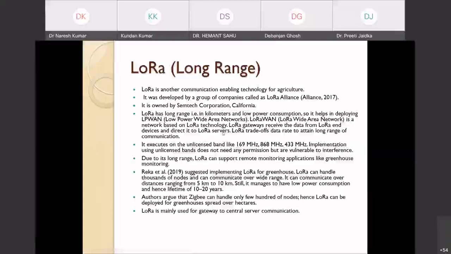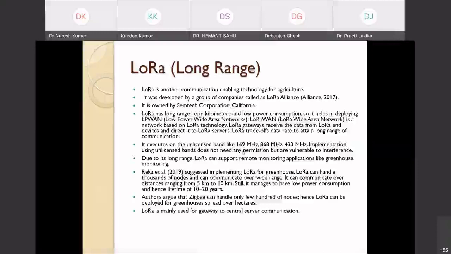Basically, in this case, chirp modulation is used, that is a spread spectrum. There is a spreading factor, and the data rate and the number of hops, that is the bandwidth consumption, depend on the spreading rate. It operates on unlicensed bands like 169 megahertz, 868 megahertz or 433 megahertz. Implementation using unlicensed bands does not need any permission, but is vulnerable to interference, right?